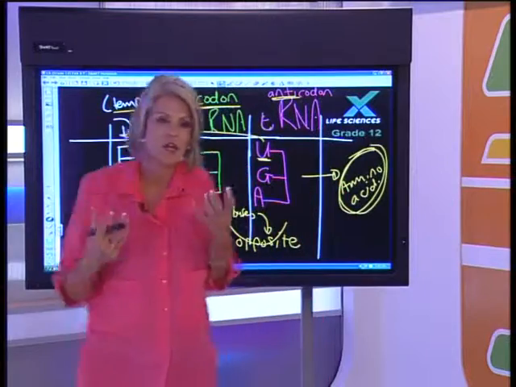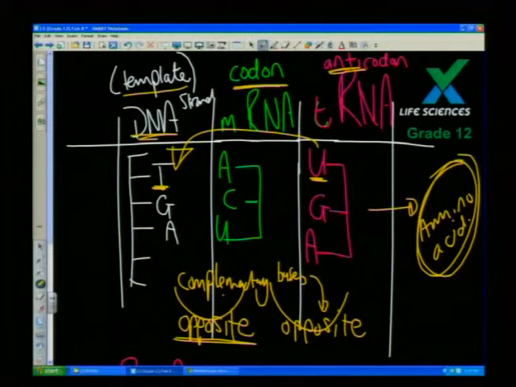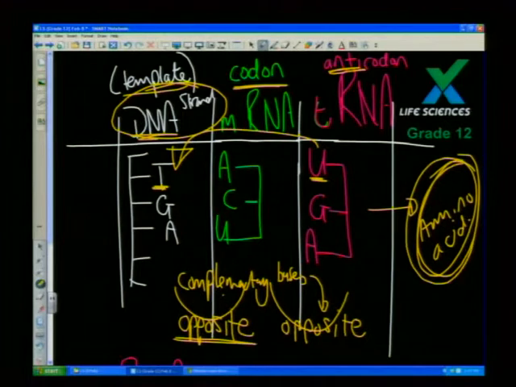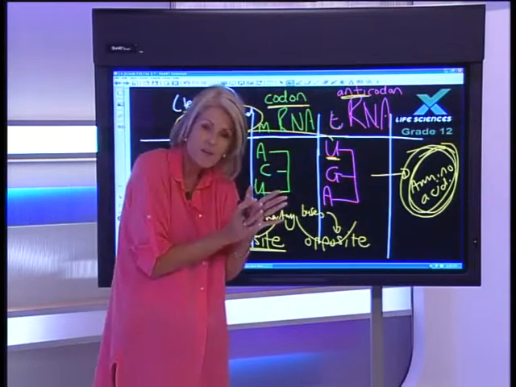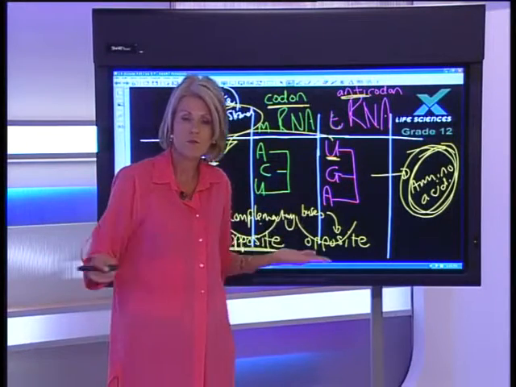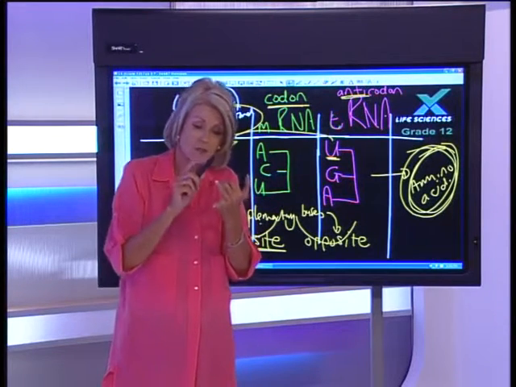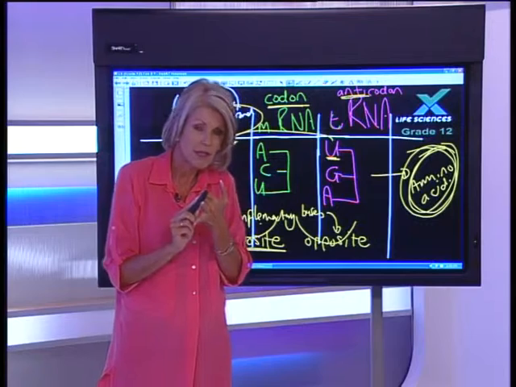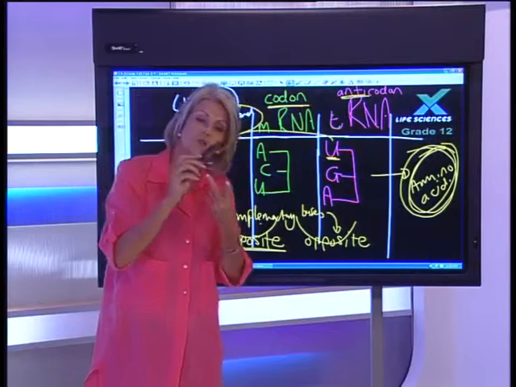So at the end of the day, what are we translating? We're translating the information from the DNA strand to make an amino acid. Amino acids pass out, and what do we end up with? A whole bunch of amino acids, peptide bonds, and we have a protein. People, that's protein synthesis in a nutshell. Adenosine to thymine, or uracil in the case of RNA, and guanine to cytosine.